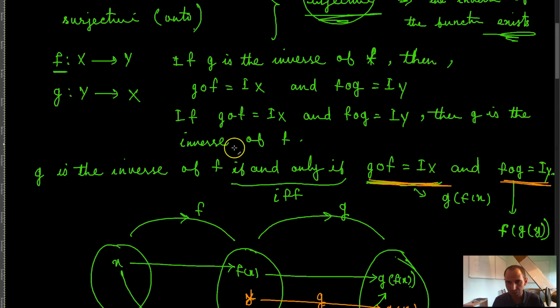And basically you do that by showing that these two are the case. And then that's basically your job is done. You have found the inverse of the function f, and you have called it g. And that's the end of the story. Okay, so.